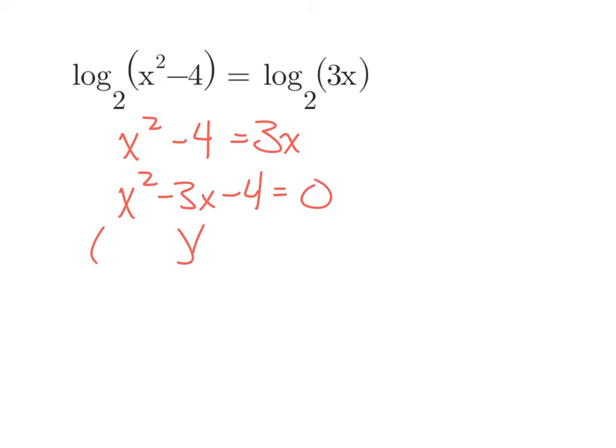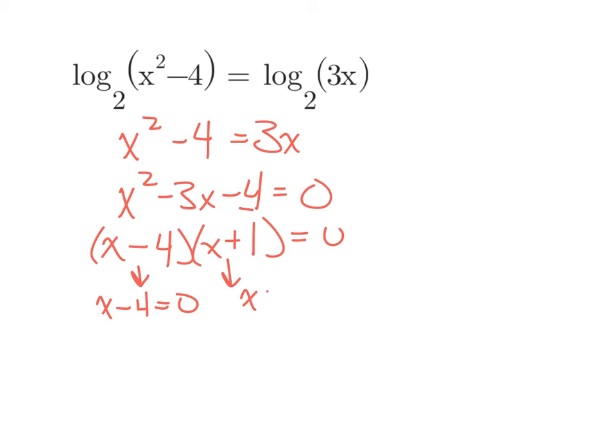Then we can factor this quadratic into x and x, and factors of 4 would be 4 and 1. Negative 4 plus 1 make the negative 3 that we need in the middle. From our zero product property, we're multiplying two things together to equal 0. So that means x minus 4 equals 0, or x plus 1 equals 0. If x minus 4 equals 0, then x is equal to 4. If x plus 1 is equal to 0, then x is equal to negative 1.